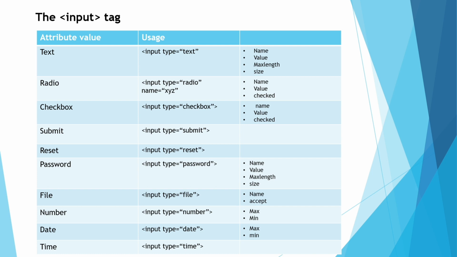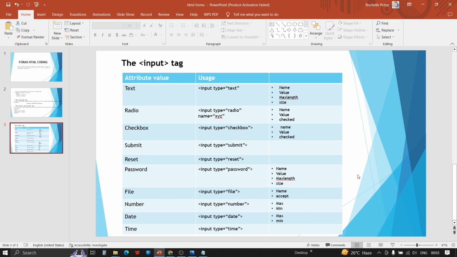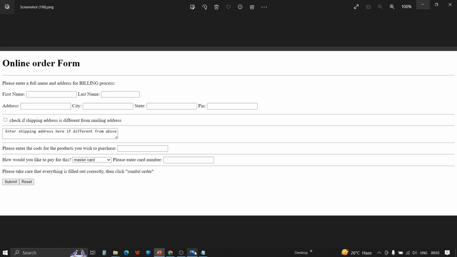For the password, we're going to use the password type. For the file, if we have to upload a file in a form like a resume or a CV, then we're going to type input type is equals to file. There are also types for number, date, and time. We'll solve the question of a form, and it will be more clear to you guys.